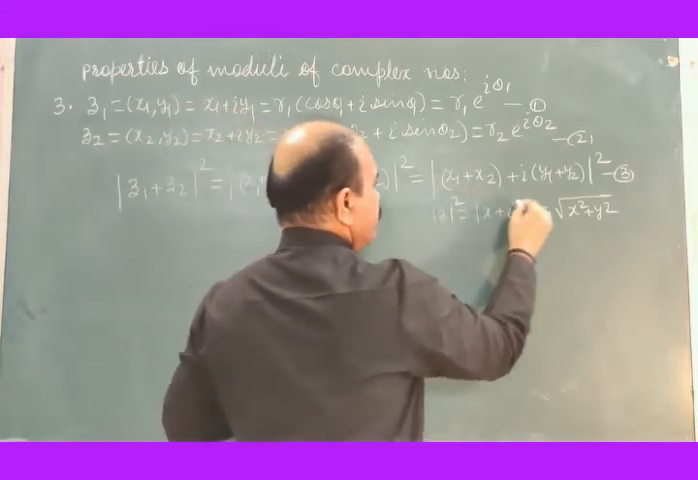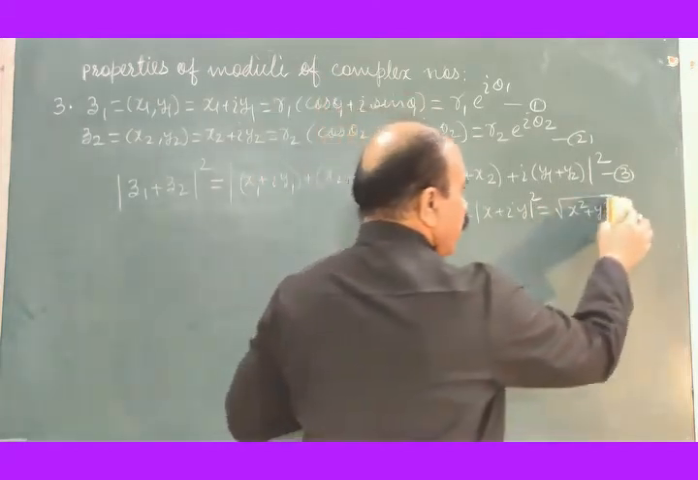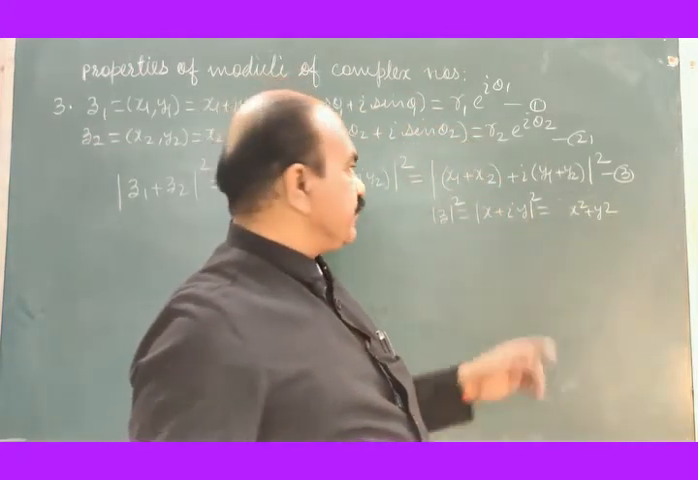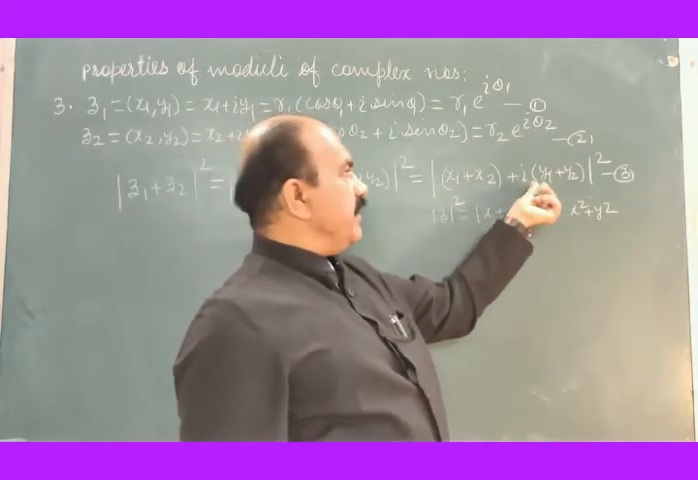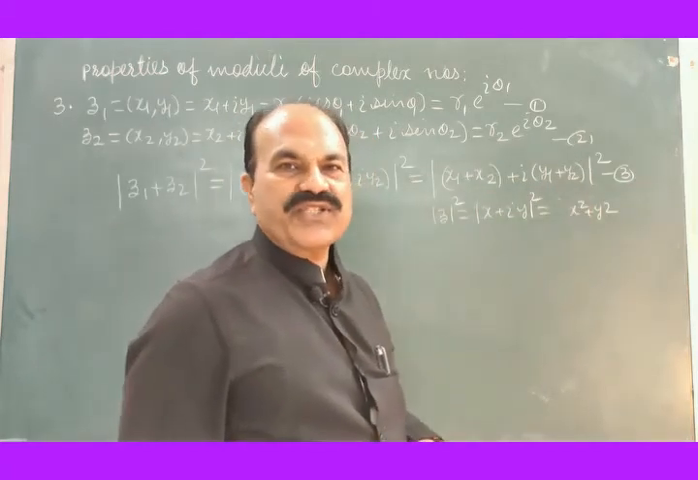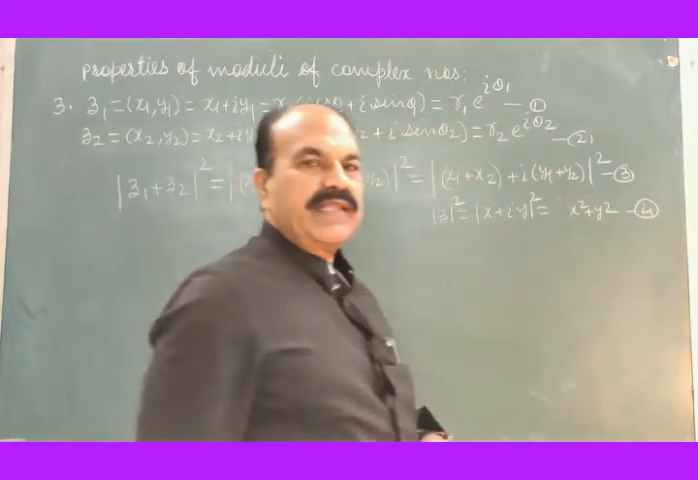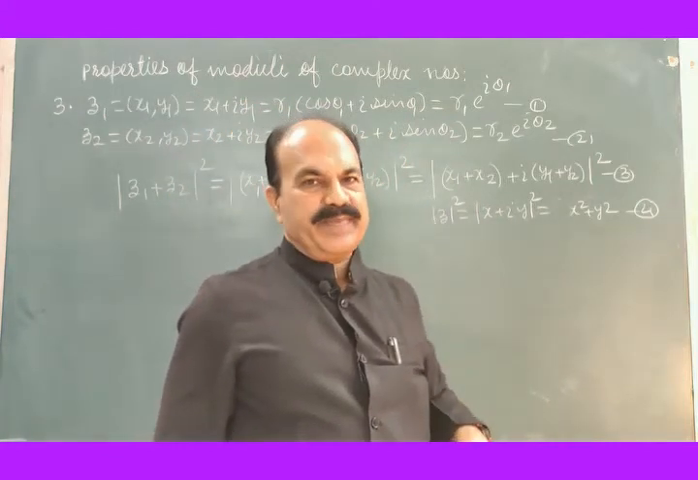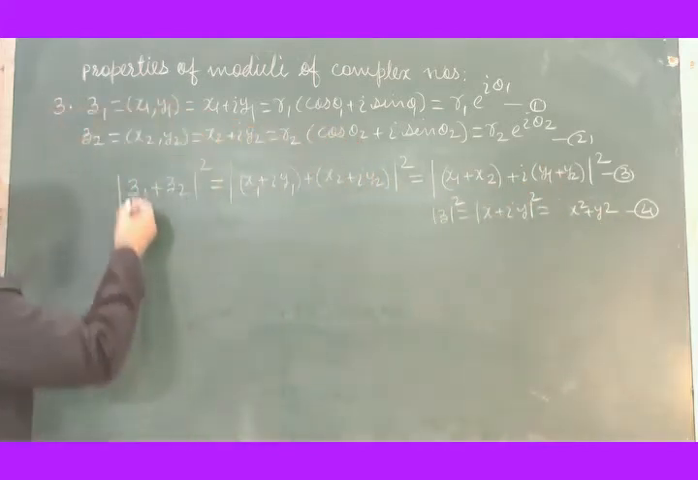If I take the square of this, what will happen? This square root will go away. And what do we have? x square plus y square. This square plus this square, outside the modulus. So, let us use equation 4. This is the fundamental part of the definition of complex numbers.